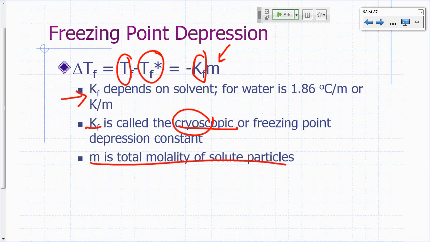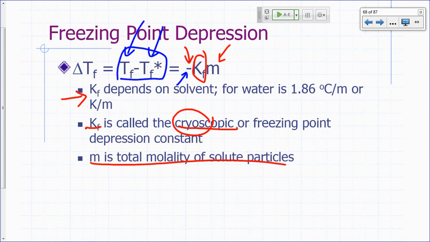Now, why is there a negative sign in front here? What do you expect T sub F compared to T sub F star is? It's freezing point depression, right? So T sub F is going to be less than T sub F star. So the freezing point of your mixture is less than the freezing point of the pure liquid. So that's going to be a negative number. That's why you have that minus sign in front there of the formula.